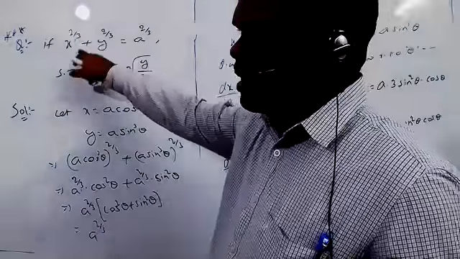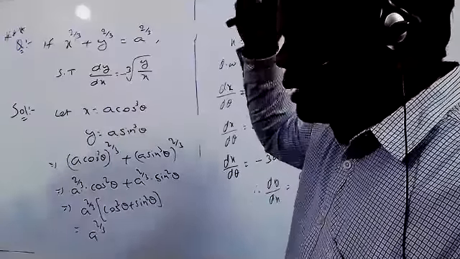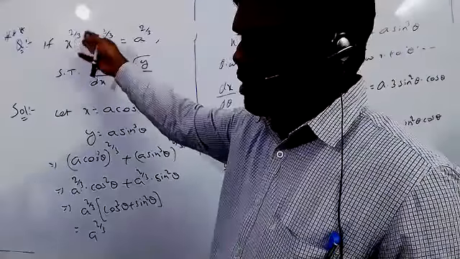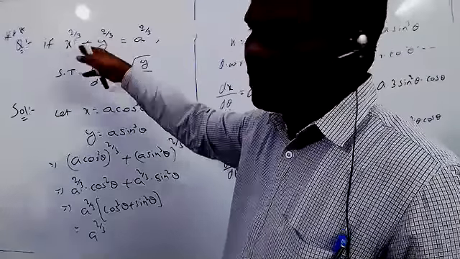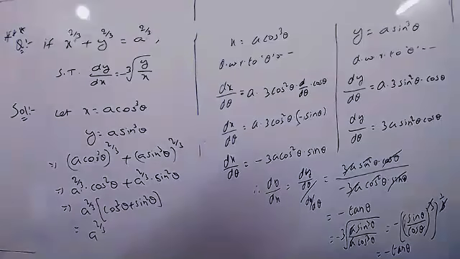Differentiation of x power 2 by 3, we are taking previous logarithms. Yes, we will get it. Or else you can also use the x power n formula, n into x power n minus 1. That method also you can follow. We'll get the answer, no problem at all. But this is the best way.